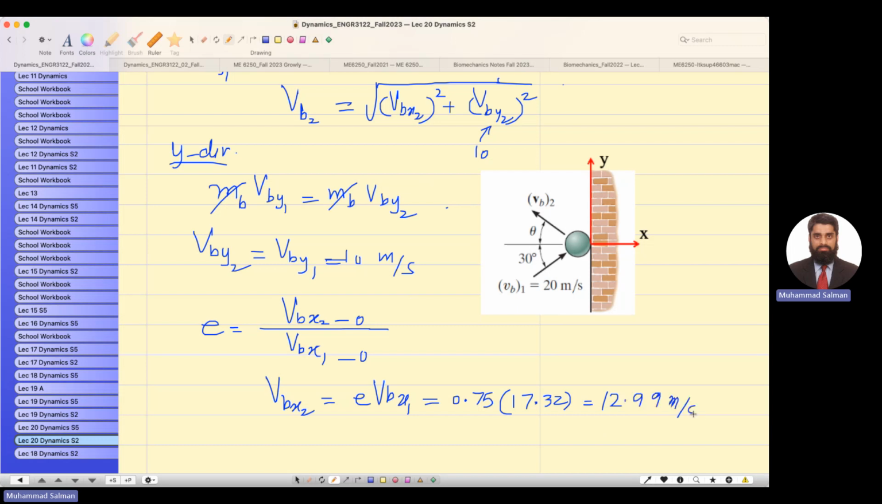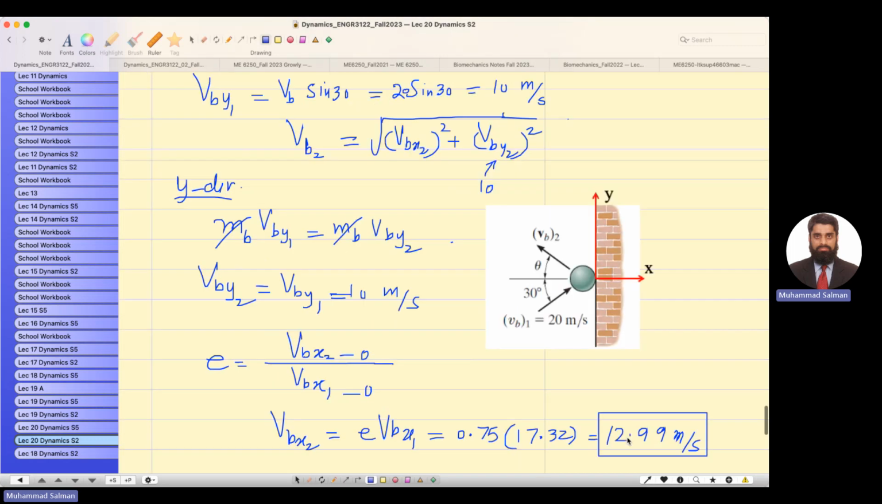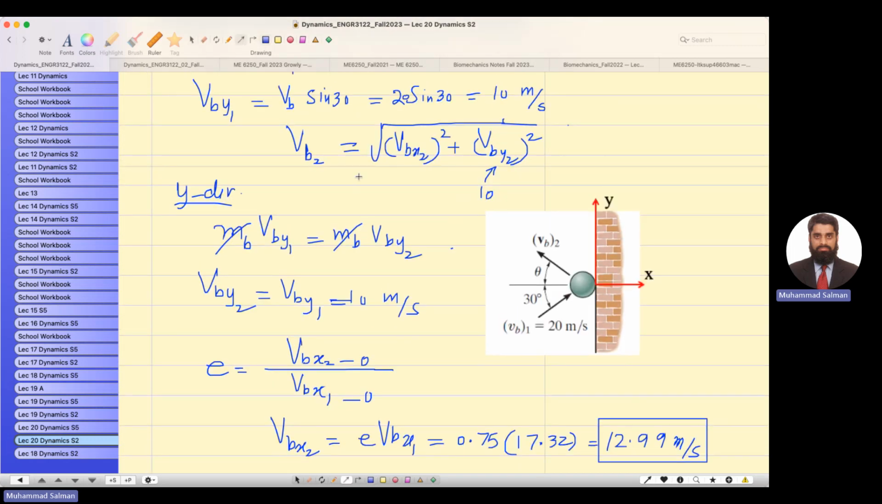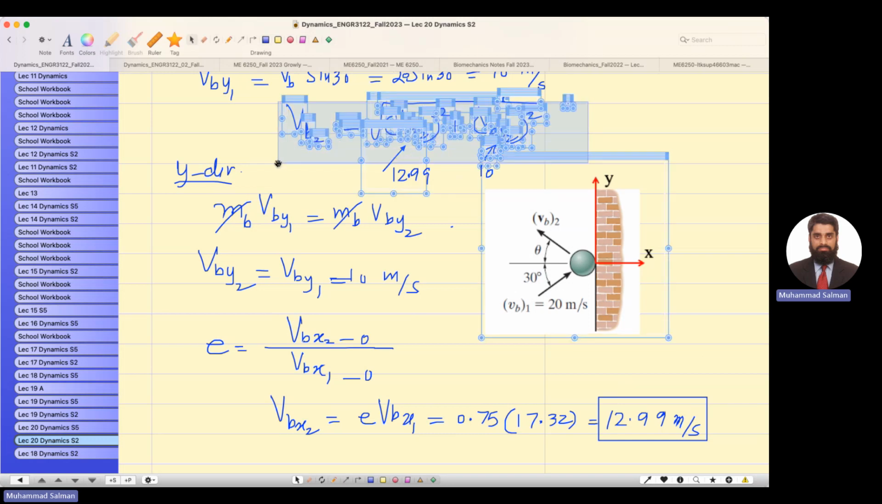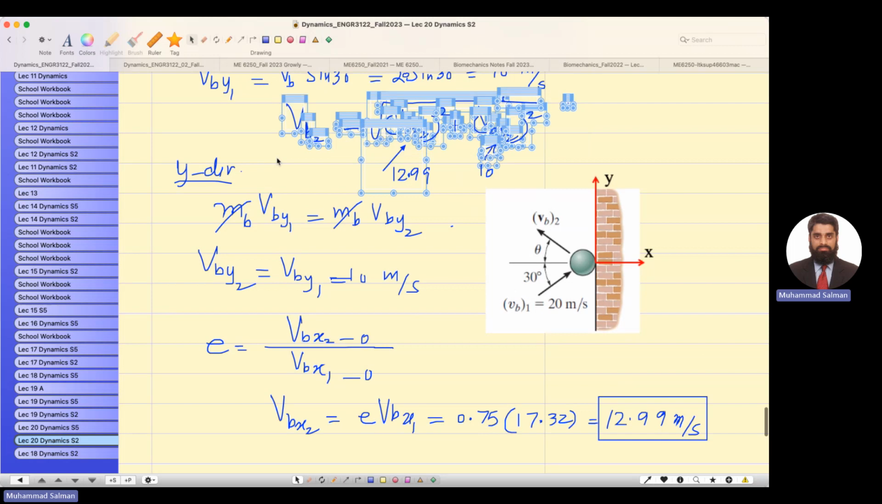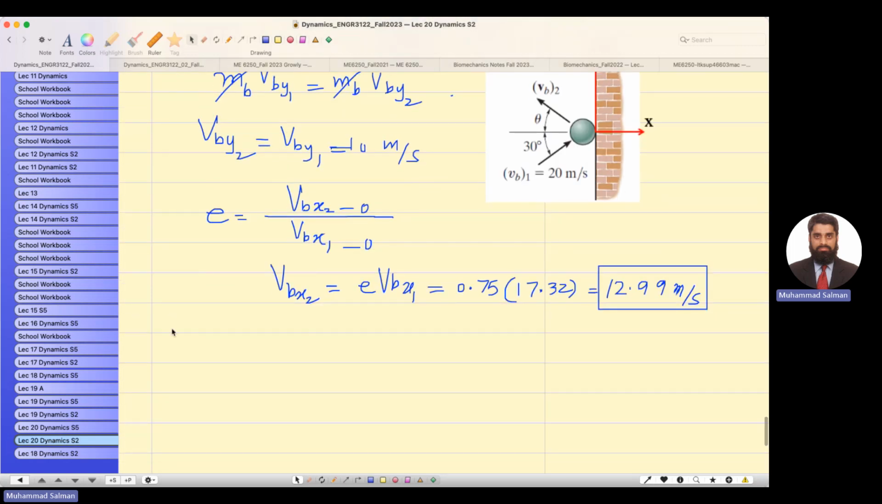Do you agree with me? One student agrees, so it means this is correct. Now we are happy because for the magnitude formula, we found both components. VBx2 has been found, which is 12.99, and VBy2 we already found. So what is the answer for the magnitude? If you plug in the magnitude formula, what do you suggest, Professor, is the answer for this magnitude formula?